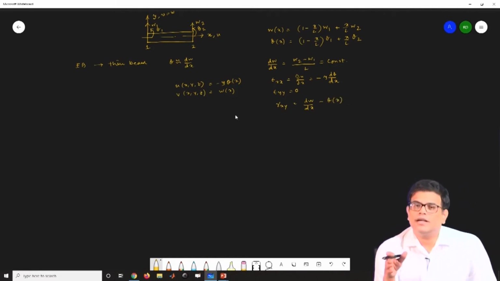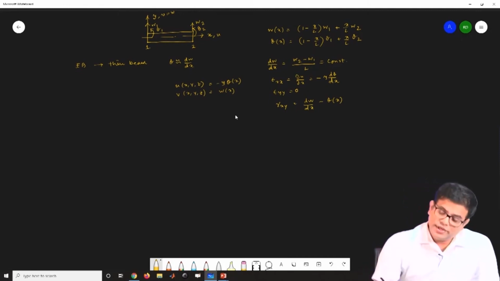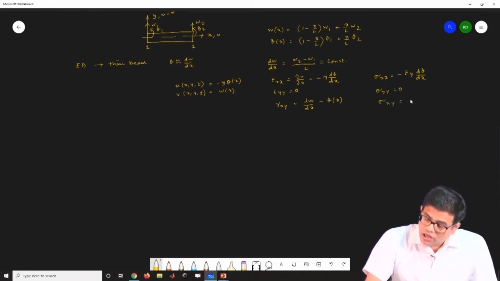Now, if you assume again the constitutive relation, that is linear elastic plane stress and all those things, then you will have sigma xx is your minus E y d theta dx, and sigma yy will be 0, and sigma xy, which is G into gamma xy, that is dw dx minus theta.